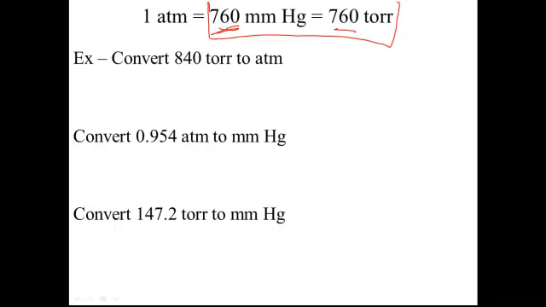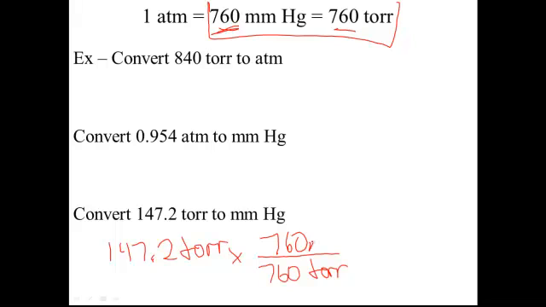So we could write the whole thing out, and we could say 147.2 torr, and then we do the whole steps. 760 torr, 760 millimeters of mercury, and then hopefully you see that the 760s cancel, and it actually ends up being the exact same answer, 147.2 millimeters of mercury. Okay, and if you can do those three problems right there, that's what you need to be able to do with pressures.